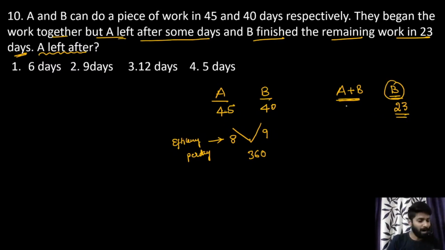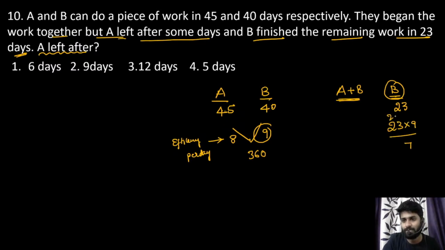Now, guys, what I was mentioning earlier: the efficiency of a person is always constant. It does not change. Then what is the meaning? B is continuously working for the last 23 days. So what is the efficiency of B? He can do only 9 units per day. So 23 days means 23 into 9.